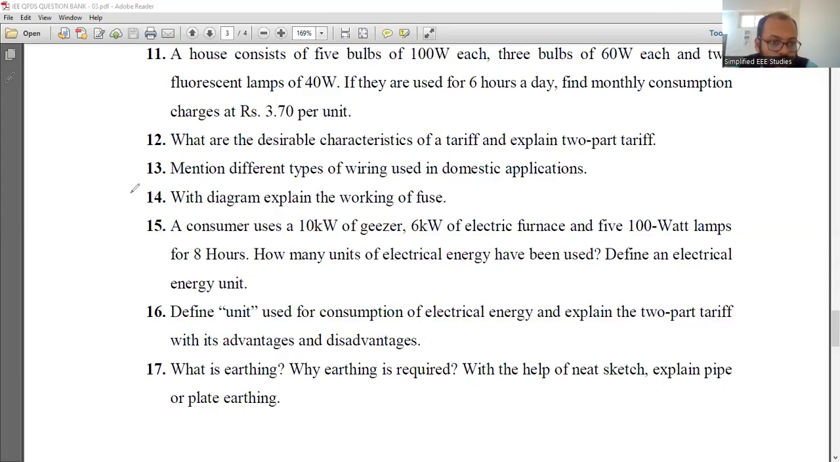Working of a fuse with a diagram, that is already covered. Same problem, I think we have already solved a similar kind of problem. Define unit. A unit is a commercial unit of electricity. How can we write 1 unit? 1 unit is nothing but 1 kilowatt hour. This is very important. That means energy consumed, and it's a commercial unit of electricity.